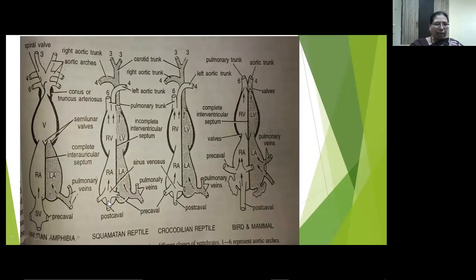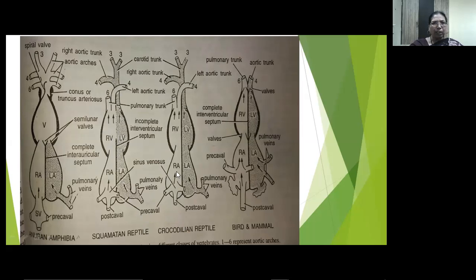Then in reptiles, the sinus venosus is formed by one postcaval and two precavals. The sinus venosus opens into the right auricle. Then the pulmonary vein carries blood from the lungs and opens into the left auricle. The auricle opens into the ventricle by the auriculoventricular aperture. On the right side of the ventricle there is an opening of the pulmonary trunk and the left aortic trunk, and on the left side there is a right aortic trunk.